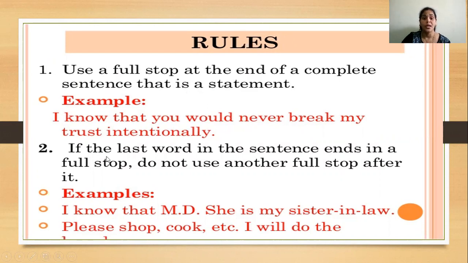The second rule: if the last word in the sentence ends in a full stop, do not use another full stop after it. For example, you see this example: I know that MD. It's an abbreviated word, managing director. So you don't put another full stop after D dot. The same way, please shop, cook, etc. After putting an etc. full stop, you don't put another full stop. So it's wrong. That one full stop can be considered.